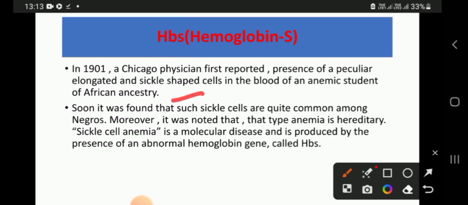Moreover, it was noted that the type of anemia is hereditary. So it is a hereditary disease. Sickle cell anemia is a molecular disease and it is produced by the presence of an abnormal hemoglobin gene, called hemoglobin S. Next.